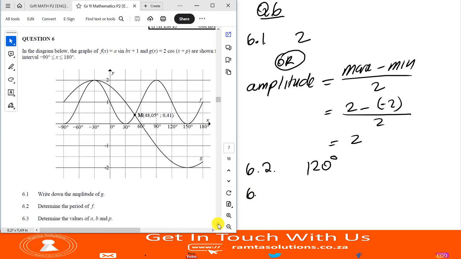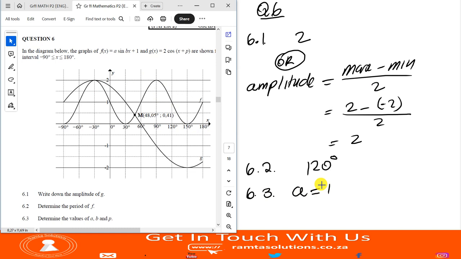6.3, determine the values of A, B, and P. 6.3, A, if you want to know the value of A is the amplitude, okay? A is the amplitude. I have shown you amplitude is maximum minus minimum all over 2. Now let's see for f, right? So A relates to f. So where is f? This is f. What is the maximum? It's 2. What is the minimum? It's 0. So 2 minus 0 all over 2. What is it? A is 1, isn't it? And remember what I said, guys.